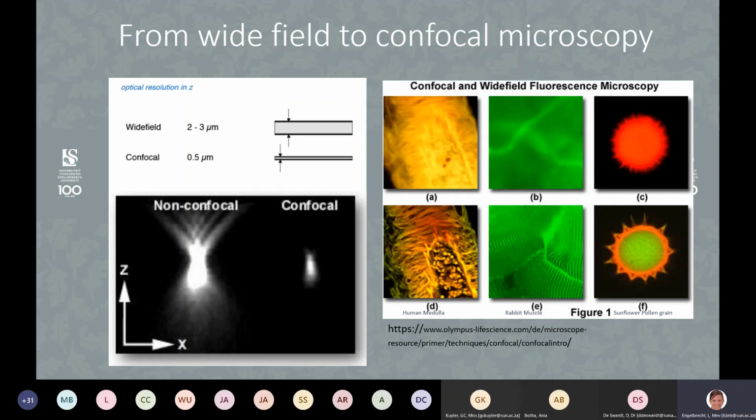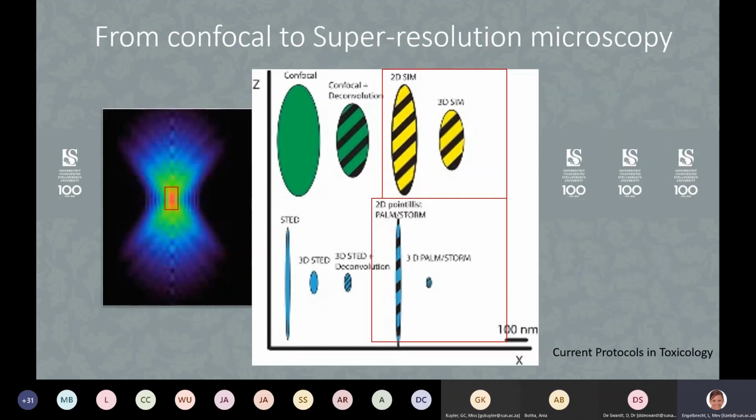So your confocal only gets the point spread function that is actually in focus. That's where the limit is: 500 nanometers in length and 200 nanometers in width. That's it. With super resolution microscopy, if you look at that same point spread function that's in focus, and we present it here, this comes from Current Protocols in Toxicology, but this is a typical representation of point spread functions. A confocal might look like this, your point spread function.